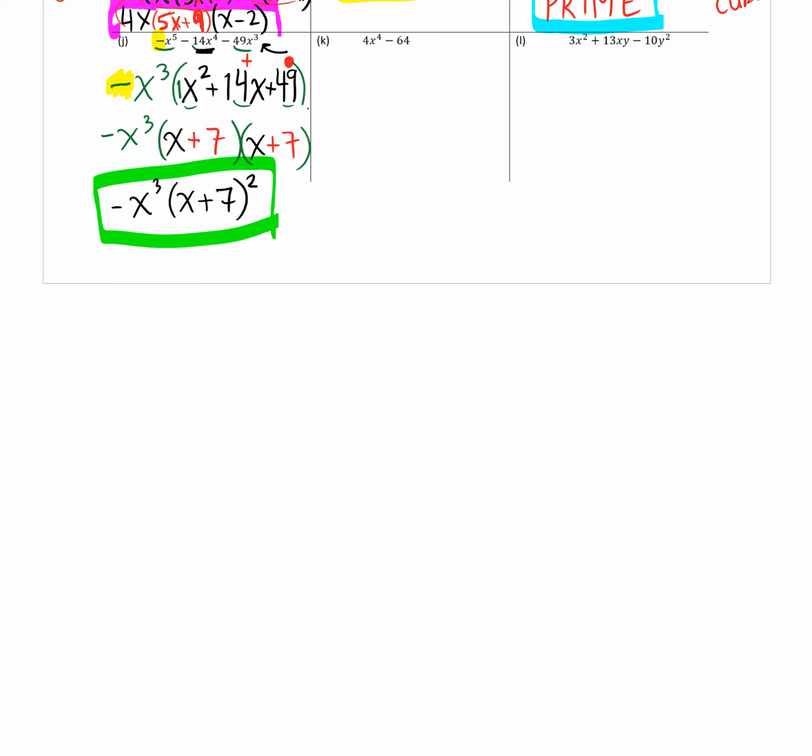Looking at part K, the first thing we're supposed to do is say, is there a common factor? I do see that these two have a 4 in common. 4 divides into 4, and it divides into 64. So if I take a 4 out of 4x to the 4th, the x to the 4th would be left. And then I'd say 4 times what is negative 64? That would be negative 16, since 16 times 4 is 64.